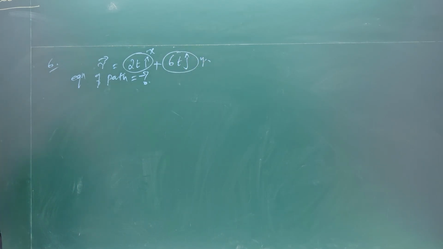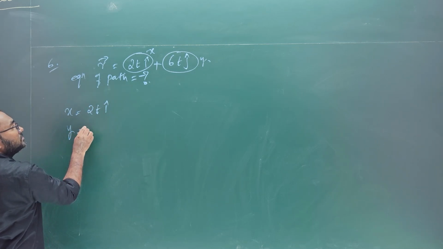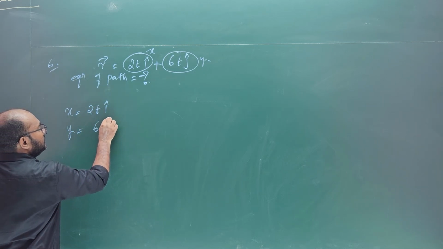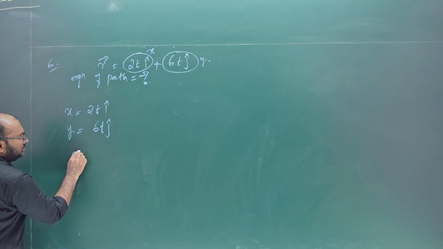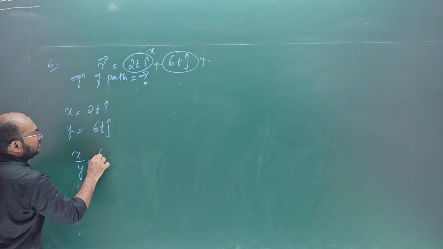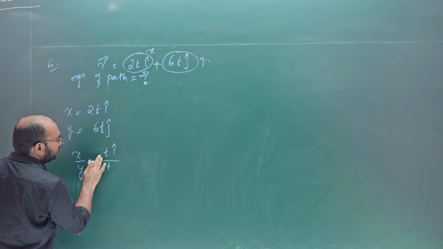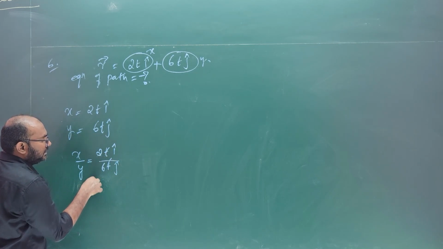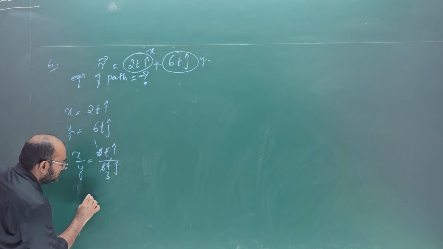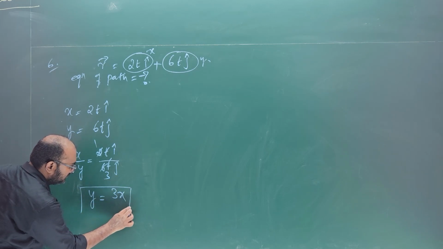Yes or no? Okay. So can I write x is equals to 2t and y is equals to 6t? For the equation we need to divide these two. That's it. X upon y is equals to 2t upon 6t. T gets cancelled, 2 ones, and this is 3's. So y is equals to 3x. Answer is over.